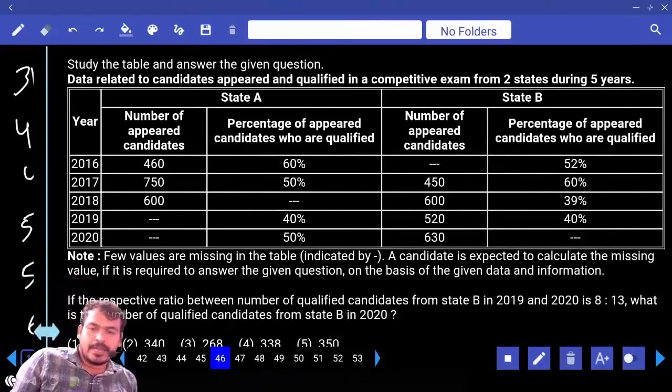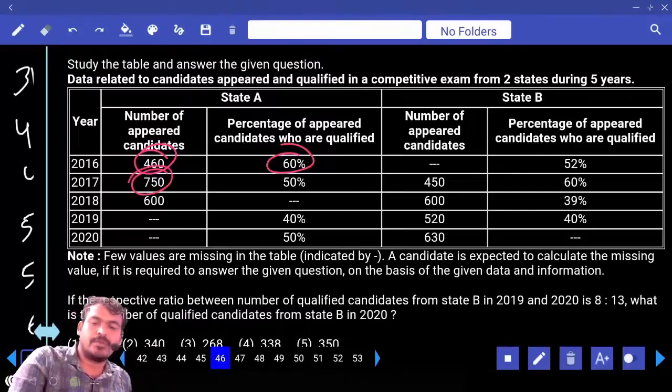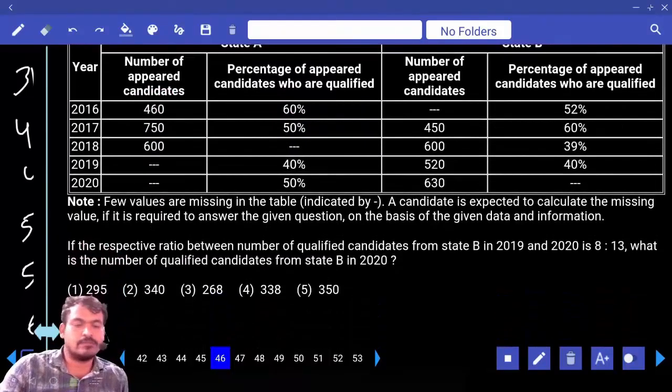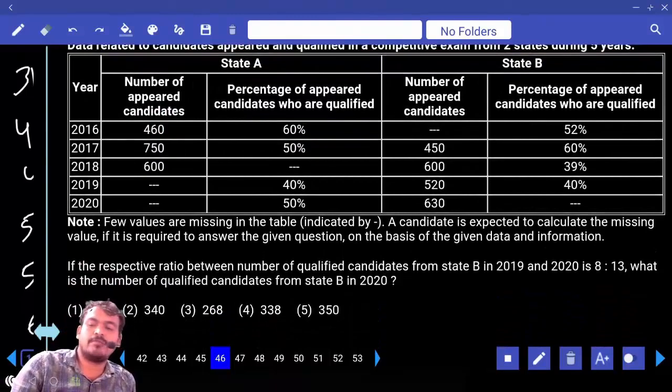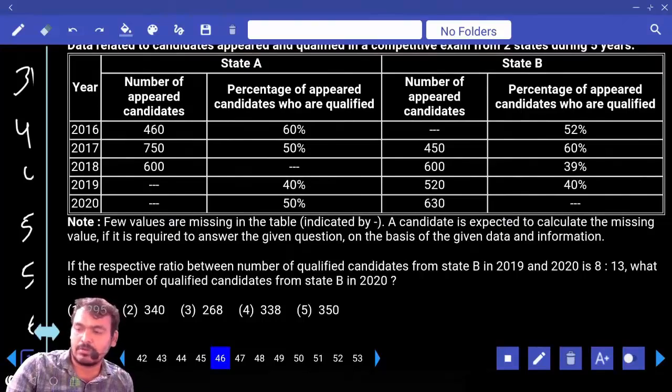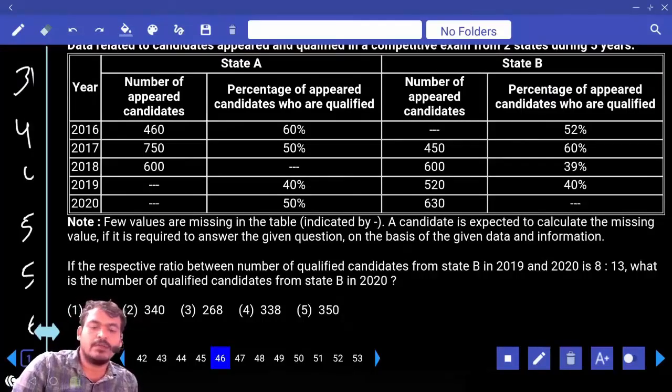One is given as appeared candidates, another one is the percentage of qualified. Out of 460, how much percent are qualified? 60%. Next, out of 750, how much percent are qualified? 50%. What is the first question? If the respective ratio of the number of qualified candidates from state B in the years 2019 and 2020 is given as 8:13, what is the number of qualified candidates from state B in the year 2020?